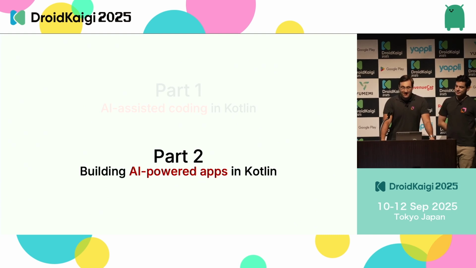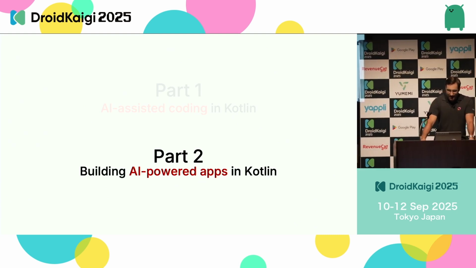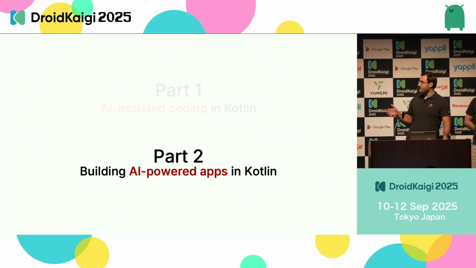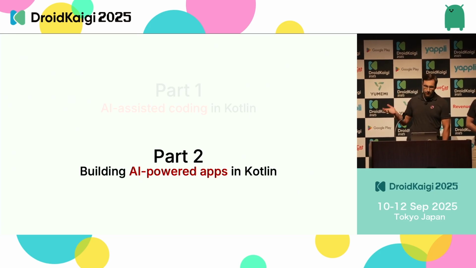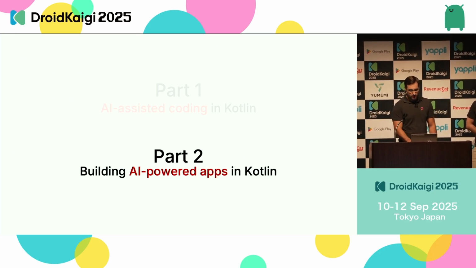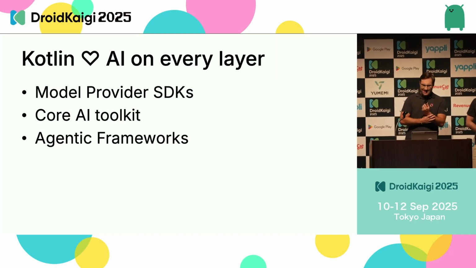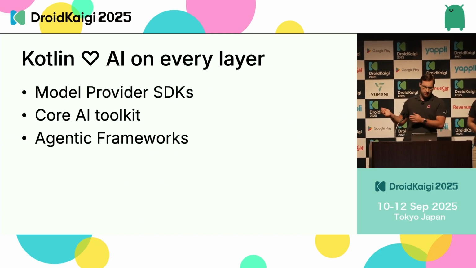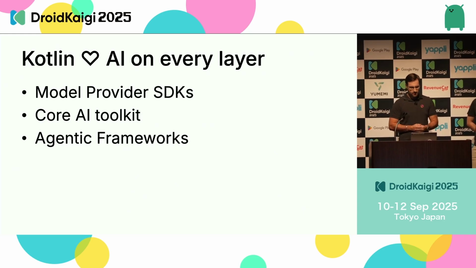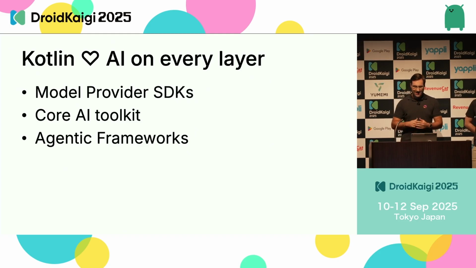So we've seen how AI can help you as a developer become more productive. Next, we want to talk about how AI can be used to improve the capabilities of your own applications. With Kotlin, it's possible to do this on any layer where you might need an AI integration. That begins at the lowest level, which means the model provider SDKs. It extends to a core toolkit that is designed for using AI, and it stretches all the way to building your own agentic systems in Kotlin using agentic frameworks.